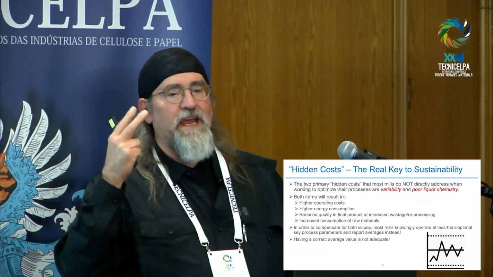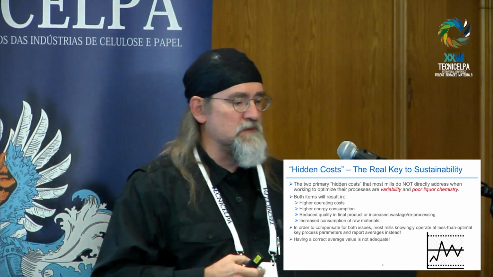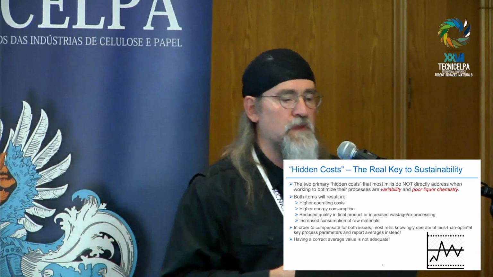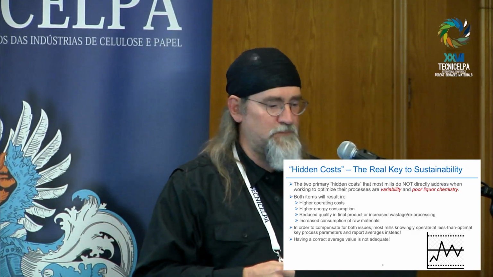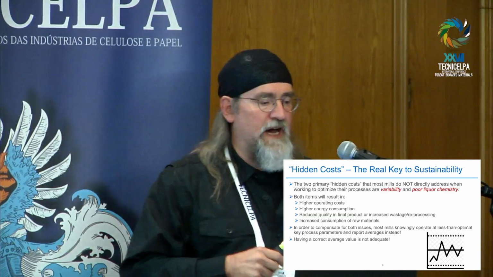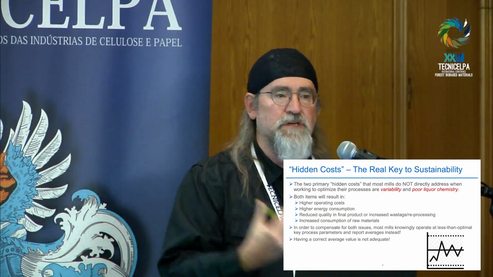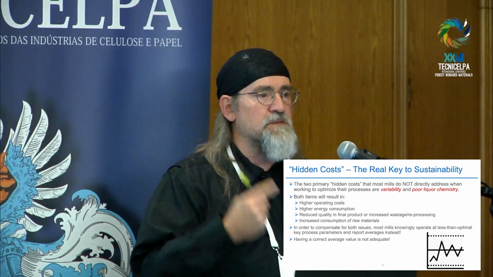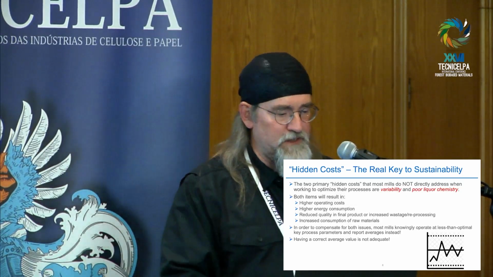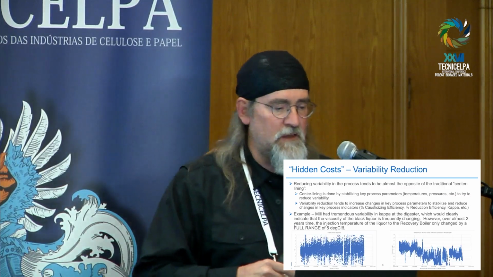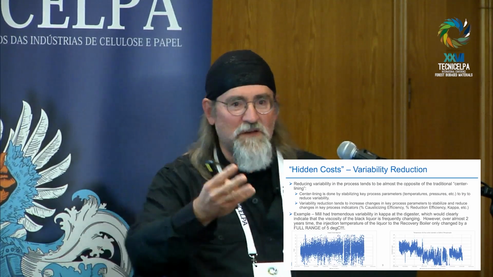There's two main hidden costs that hurt us day after day in mills. One is variability, and the other is very poor liquor chemistry in general. Okay? They're always higher cost, higher energy, reduced quality, increased consumption of raw materials. They cost me money 100% of the time. And those are the things that we need to focus on very hard.